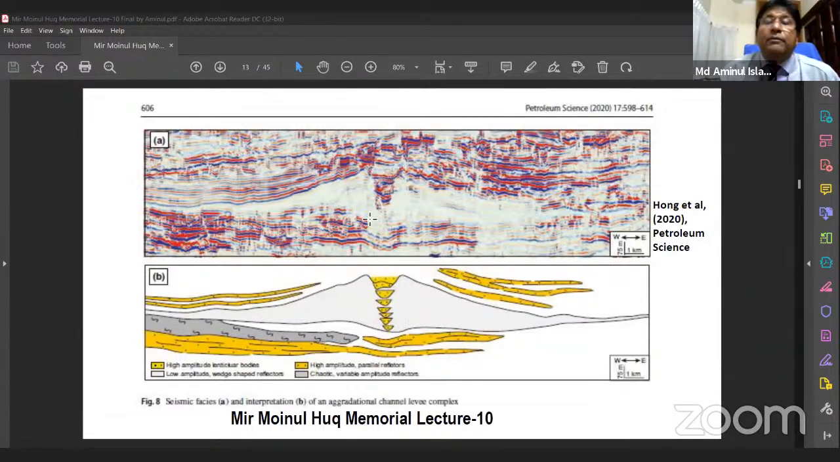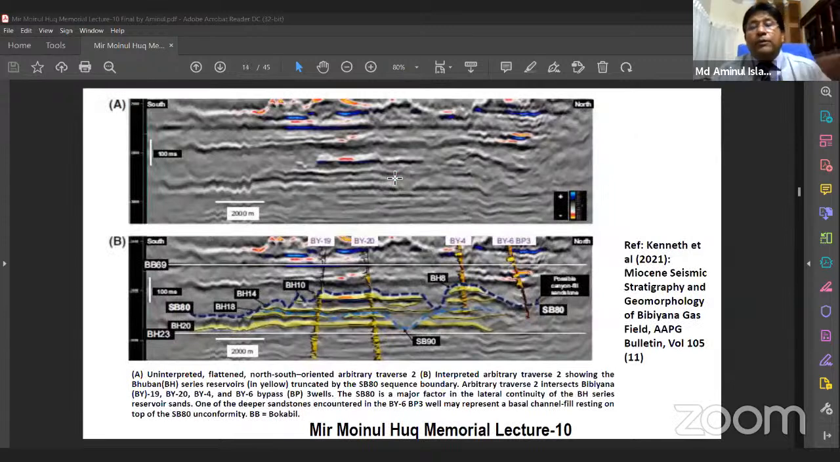So this is a cartoon of the interpretations, and this is a seismic image. You can see here. Now, from Rakhine Basin, we come back to our Bangladesh part. This data comes from Bibiana field, though it is a confidential field right now. But recently, there is a publication already published in AAPG, so I got the information from AAPG. And this is the reference here. You can see the reference. So this is a seismic.